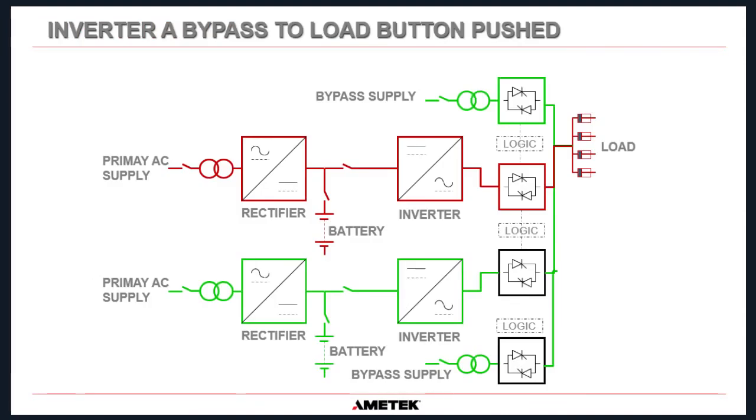Okay, so you can see in this picture here, the bottom UPS is UPS A, the top UPS is UPS B. So we pressed the bypass to load button on UPS A, and you can see the static switch on the output of the inverter is not energized anymore on UPS A. But if you look at UPS B and follow the red all the way through, the static switch for UPS B is energized and is supplying the loads. So at this point, UPS A is not supplying any power to the loads anymore. That static switch is off.